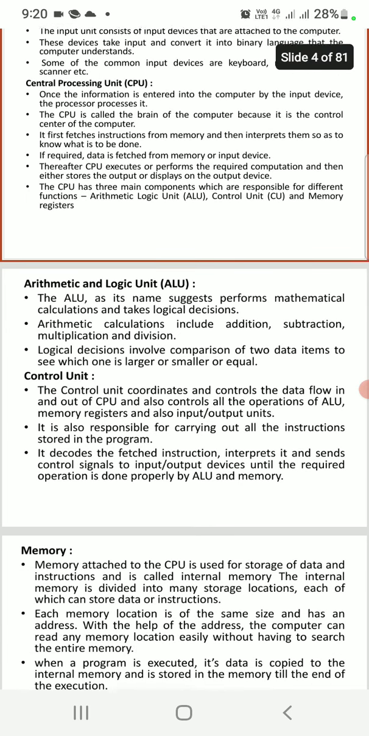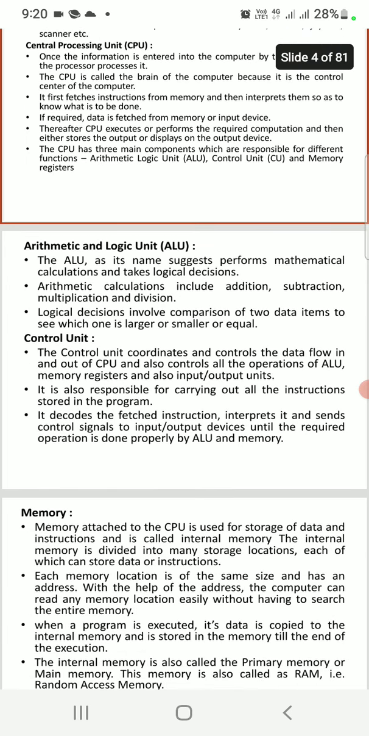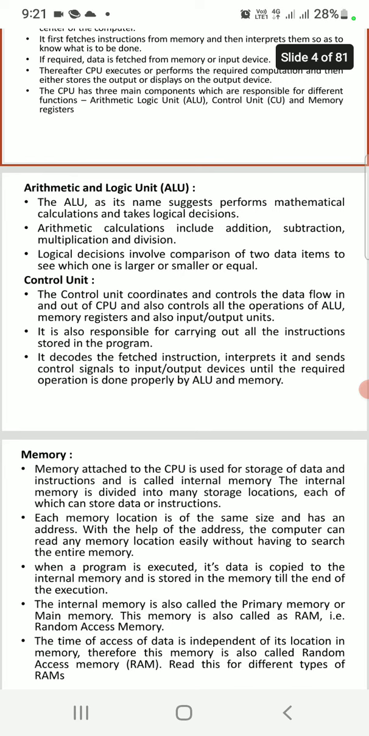The next thing is the memory. Memory is attached to the CPU and is used for storage of data and instructions, and is called internal memory. The internal memory is divided into many storage locations, each of which can store data or instructions. Each memory location is of the same size and has an address. With the help of the address, the computer can read a memory location easily without having to search the entire memory. We have primary memory and secondary memory. RAM means random access memory; both read and write operations are possible for it.